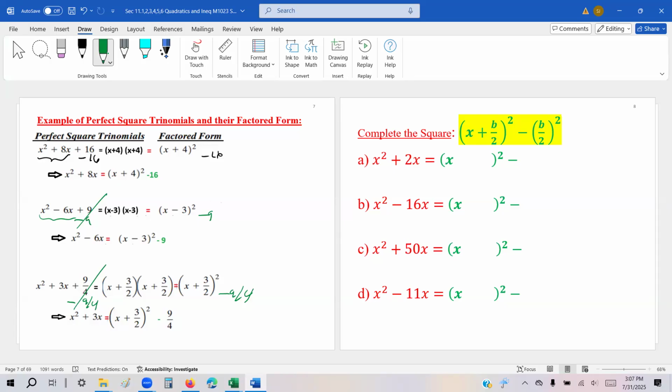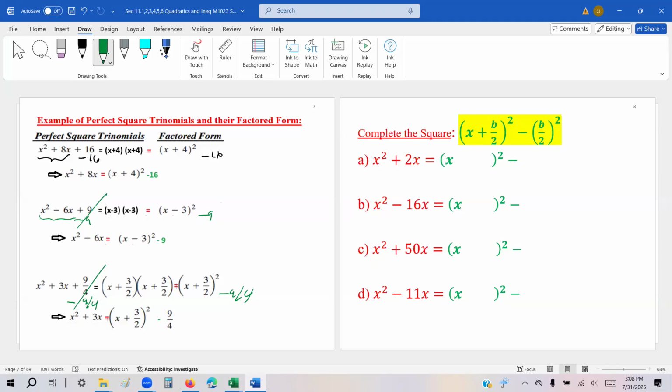Now, my question is, from here to here, do you see any pattern? Do you observe anything? How are x squared plus 8x and these related? Is there anything you can relate? Do you see anything here? It's not visible, right?